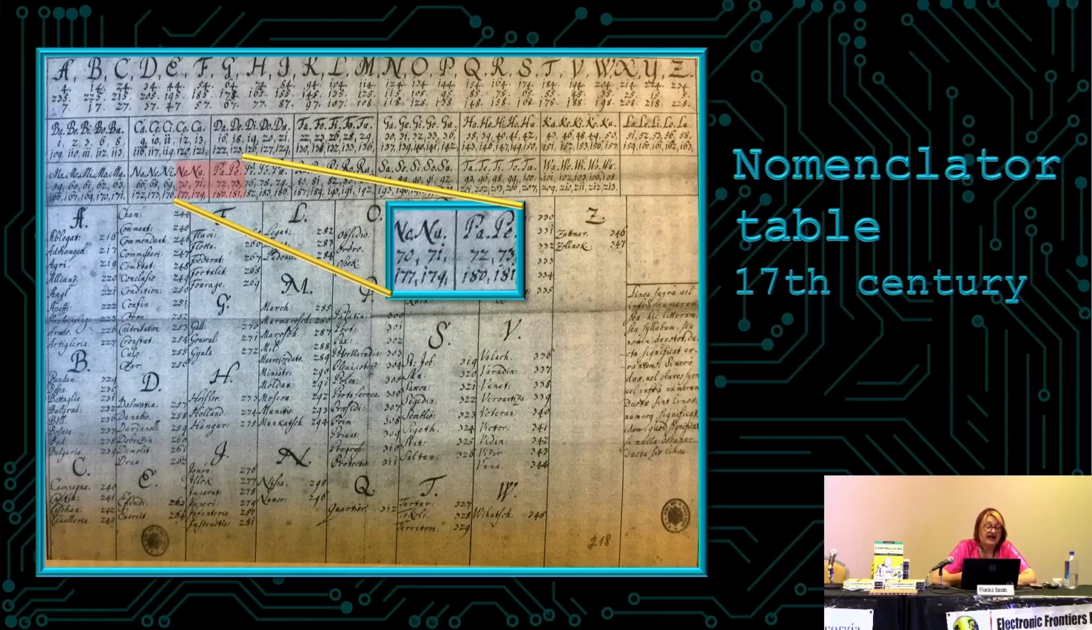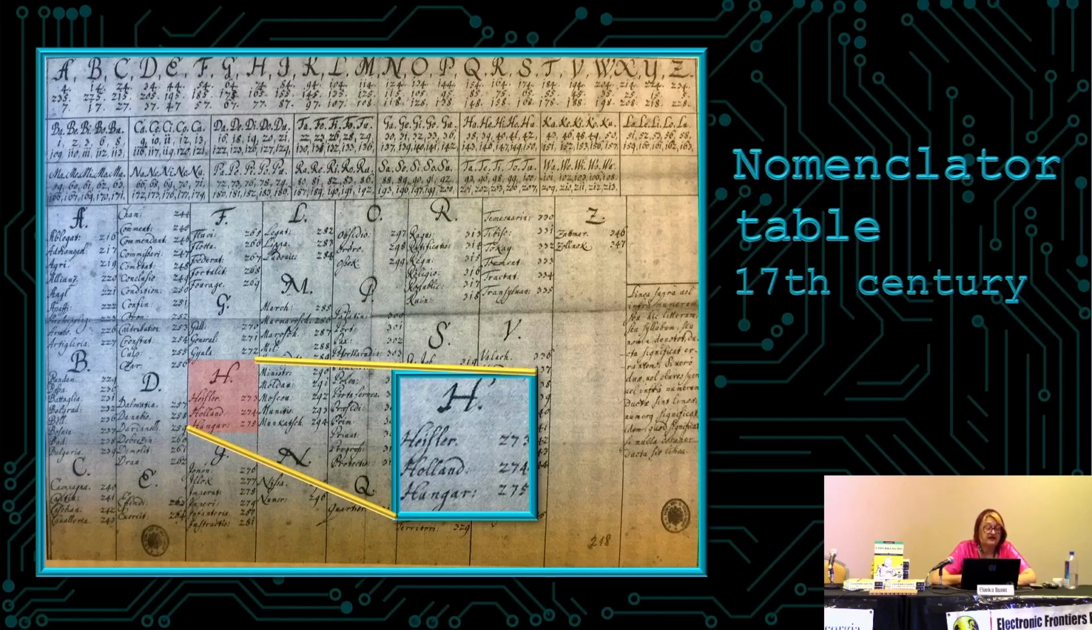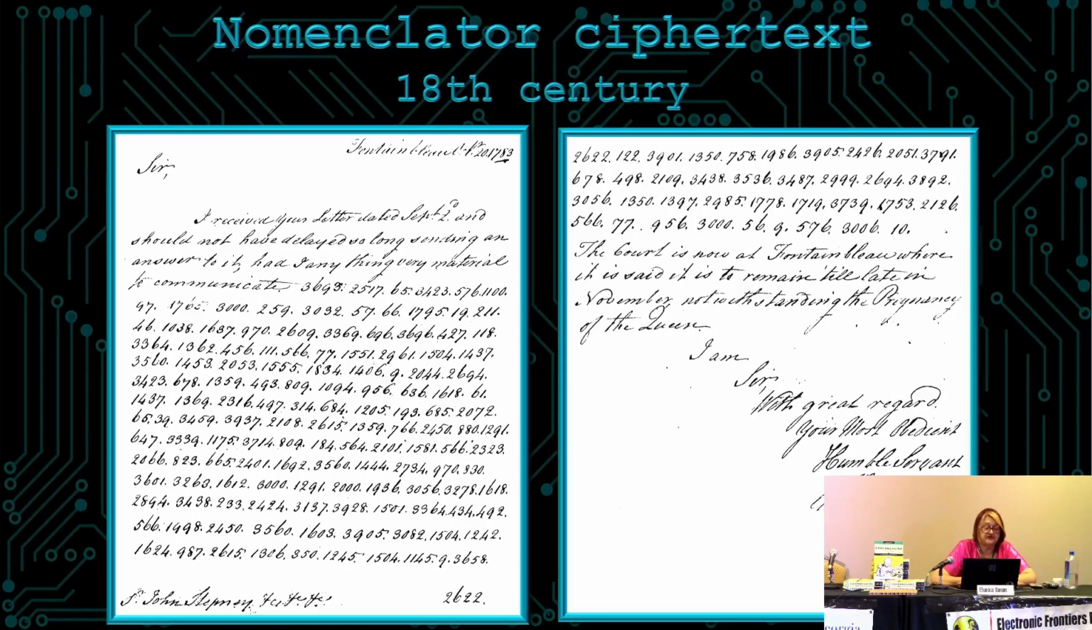So for an A, an E, an I, an O, and U, each of those could be one of perhaps 4 different pairs of numbers. So they were working very hard to make these things difficult to solve. And then individual words. In this case, we had Hitler, Holland, and Hungary. Each of those could be a code number of 3 digits.